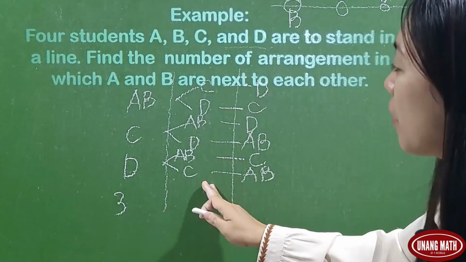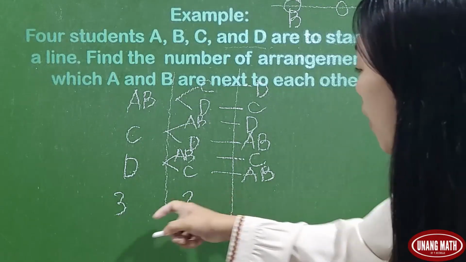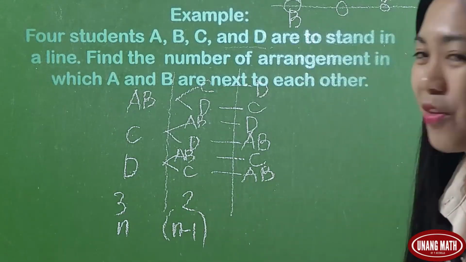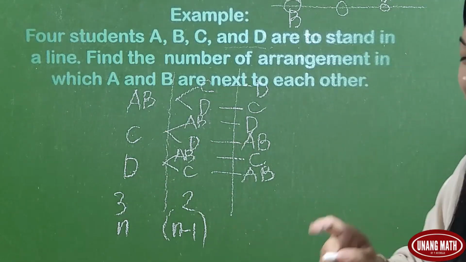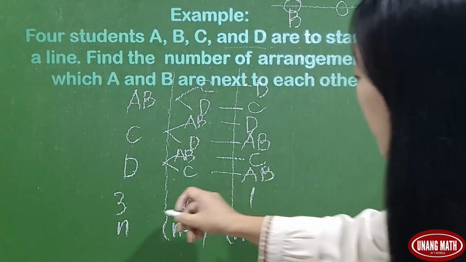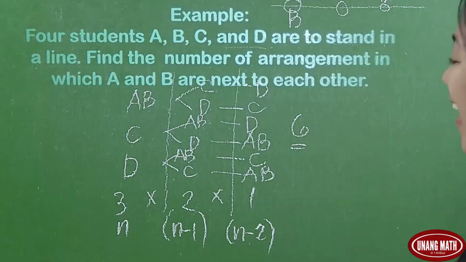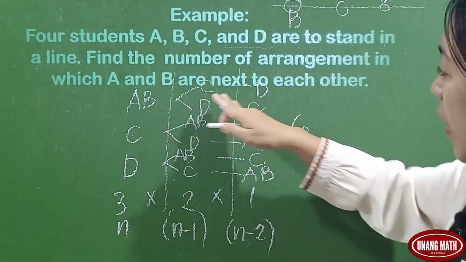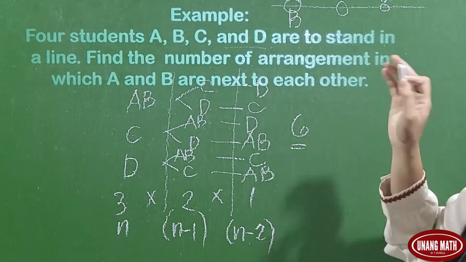Okay, again, in the first column, we have three outcomes. In the second column, we have 3, but since we used one already, so minus 1. So now it's 2. So 3 is our n. Here, 2 is our n minus 1. What about in the third column? 3, but since we used two already, so minus 2. So this is n minus 2, so it's 1. We need to multiply these because we use them at the same time. So we have here 6 outcomes. So in this illustration, we found out that we have 6 arrangements.